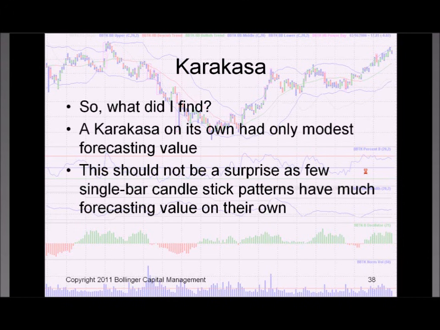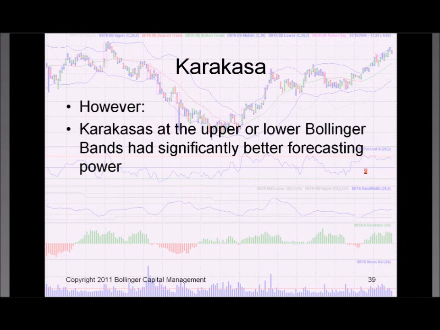And the fact that the Karakasa had little forecasting value on its own should not be much of a surprise, as very few single bar candlestick patterns have much forecasting value on their own. That is, just without any other context.